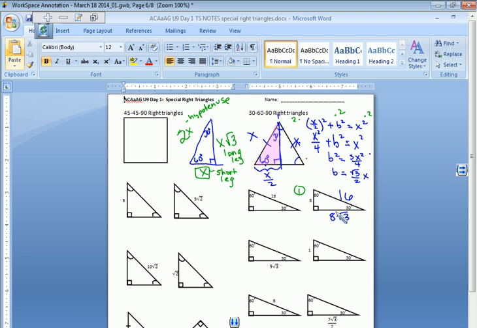Okay, now the short leg is always the best place to start. But if we don't start with the short leg, that's the first place we're going. So on example 2 here, I'll do this one next. They gave us the hypotenuse. Well, the hypotenuse is just twice the short leg. So what's the short leg? 14. And then the long leg would just be times the square root of 3. Does that make sense?